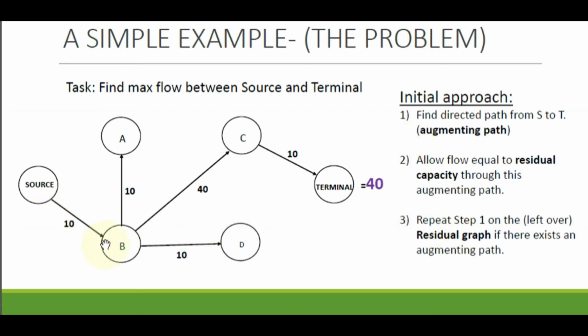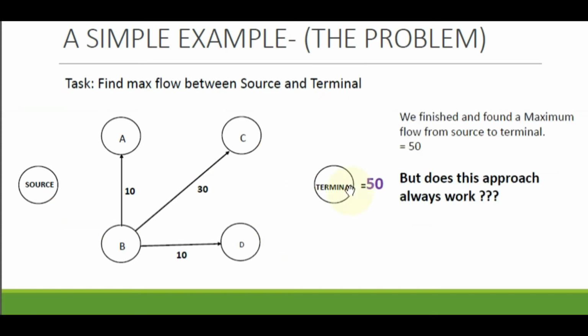We find a path from source to terminal. There exists a path, so we choose that. And we allow a flow equal to the residual capacity. In this case, the residual capacity is equal to 10 because this is the maximum amount of flow we can push through this path. And we calculate the residual graph again, and we repeat step 1, which was to find a path from source to terminal, but there exists none, so we are finished, and our output maximum flow for this is 50.